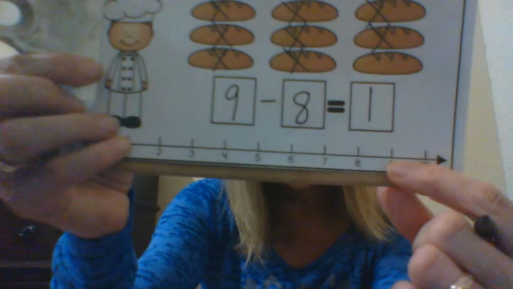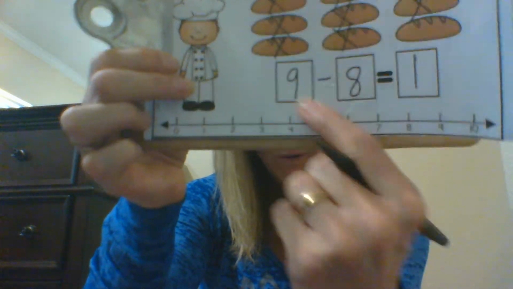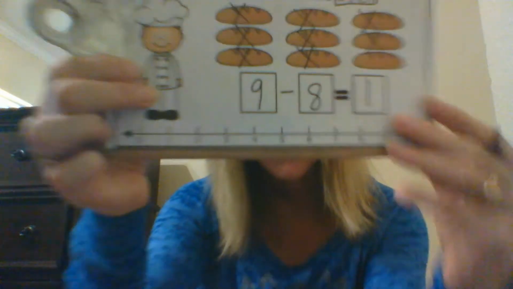Good job. If you had a number line, you could start at 9 and count back 8. 8 hops. 1, 2, 3, 4, 5, 6, 7, 8. And you'd end up on 1. 9 minus 8. Remember, when you sell something, you're getting less. He's happy when he has less because that means he made some money, right?